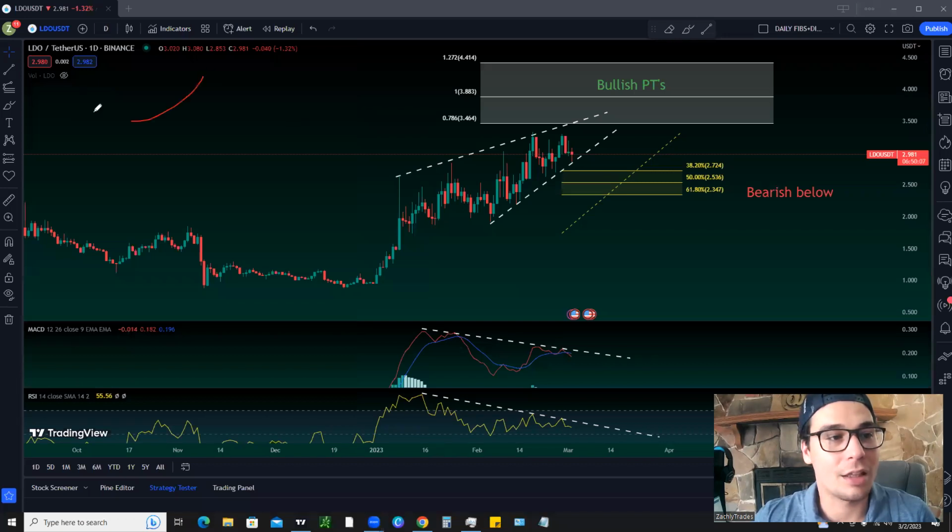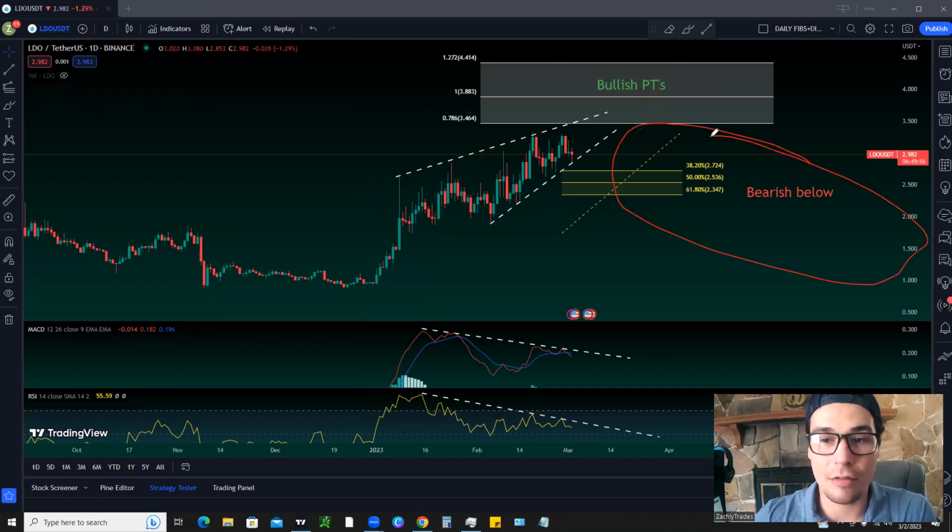Coming at you guys with a viewer request. We're going to be taking a look at the Lido token, ticker symbol LDO. Breaking it down on the daily chart, we're going to go over the chart patterns we have here, our bullish price targets to the upside, as well as our key levels of support that we need to hold in case of a pullback.